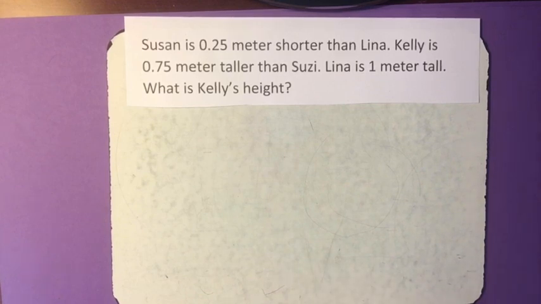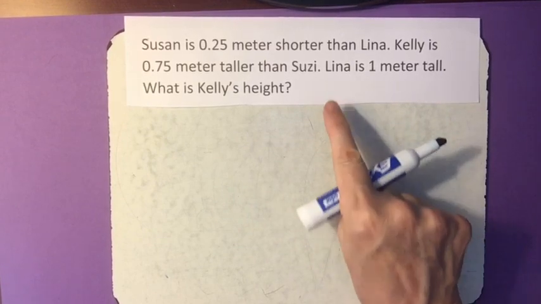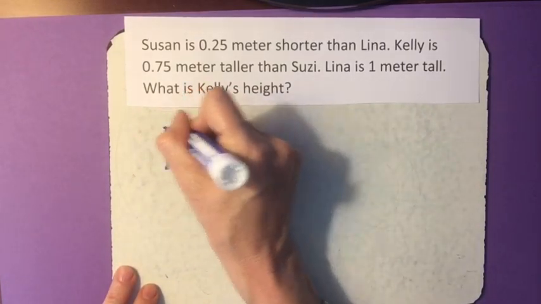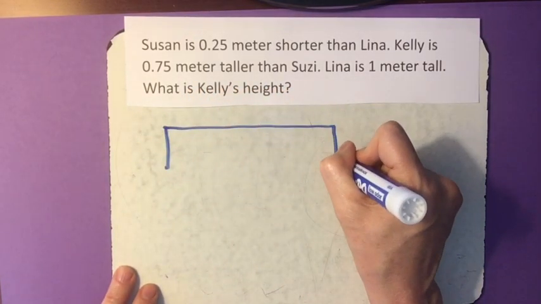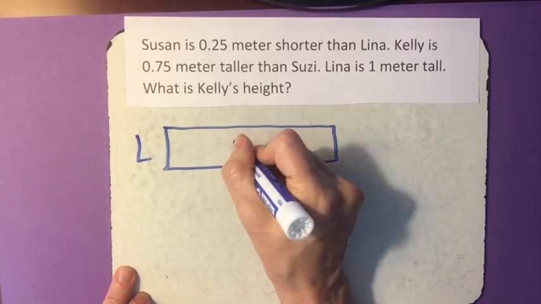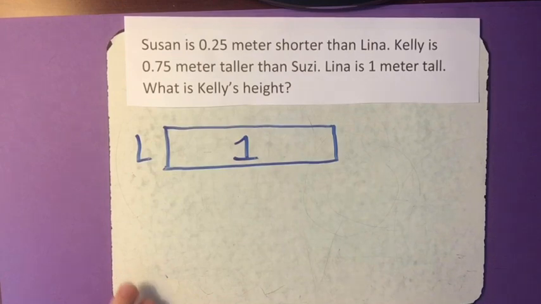Now you might look at this and say, I have no idea, and I don't even know where to begin. But what I like to do is go with, what do I know for sure? And the problem has told me how tall Lena is, right? So I'm going to show Lena with an L, and she is 1 meter, right? Okay, now we can do bar models for the rest.